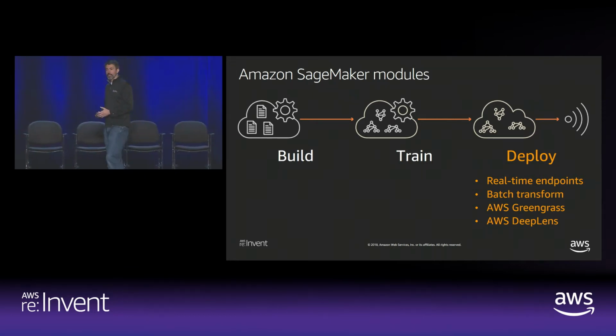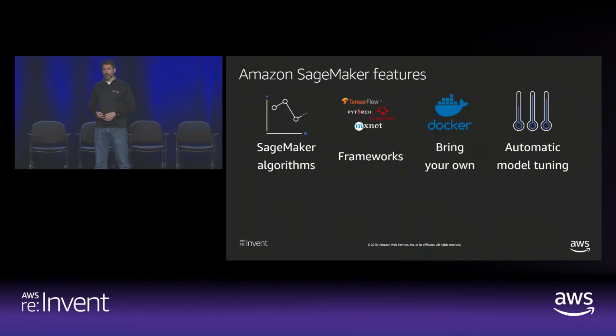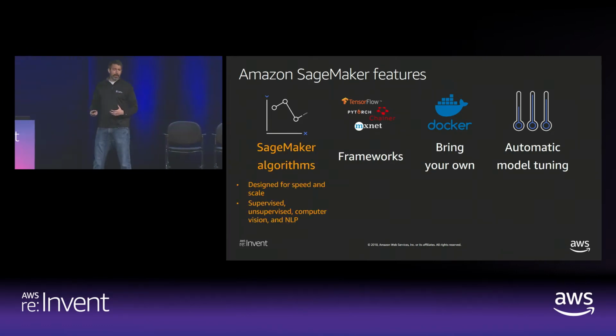And of course, going to SageMaker's modularity, you can also deploy to something like an AWS Greengrass or DeepLens, or even your own on-premise service, because the model artifacts that you get out of SageMaker training are yours to keep and do with as you see fit. Some of the additional features that we've built for Amazon SageMaker include the SageMaker algorithms.